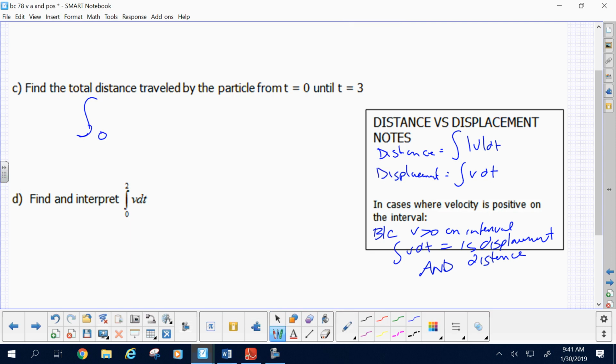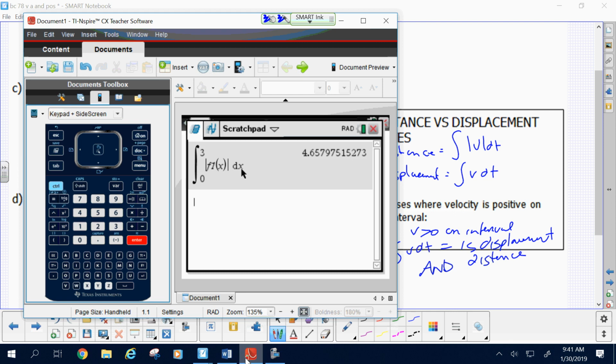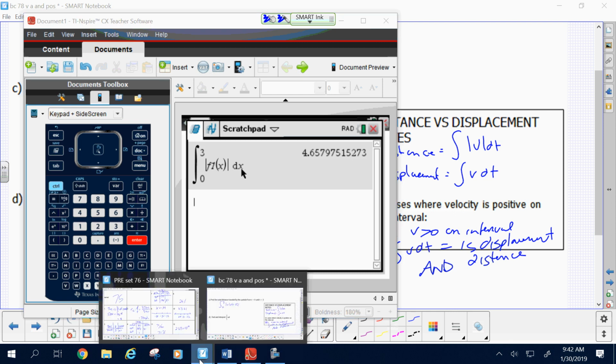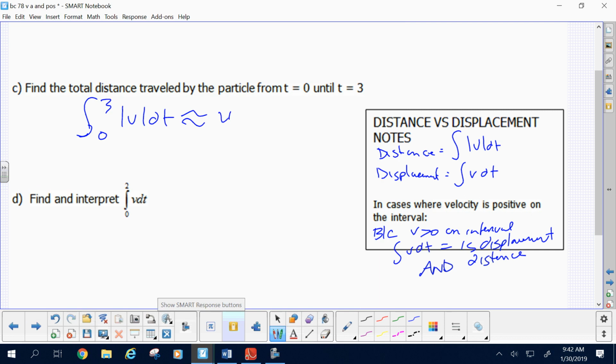Express the integral with limits. Absolutely make sure you have the absolute value of velocity. And then report the value to 3 decimals, 4.6579, or more if you like. What are the units there? Is it meters or units? Units. Okay, that's distance, so that's units.